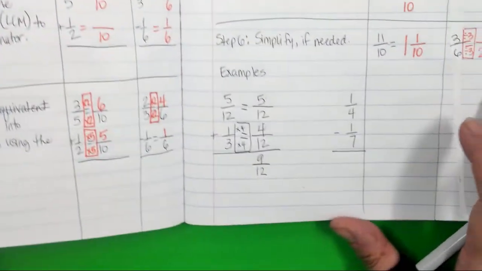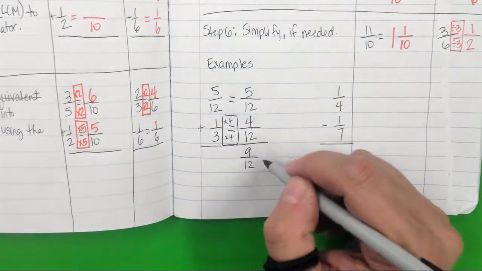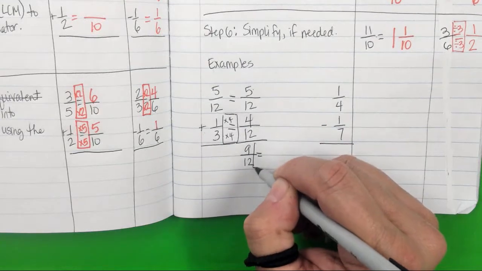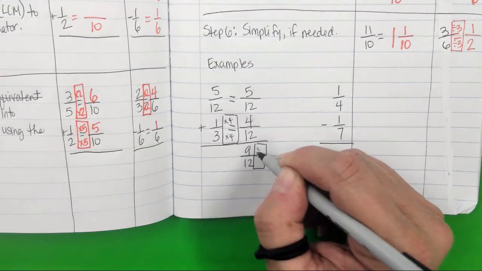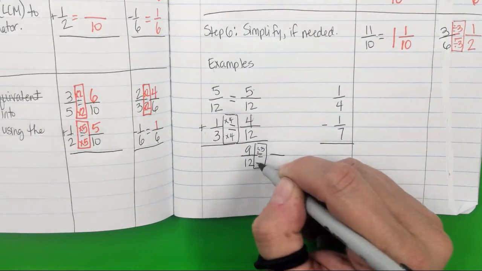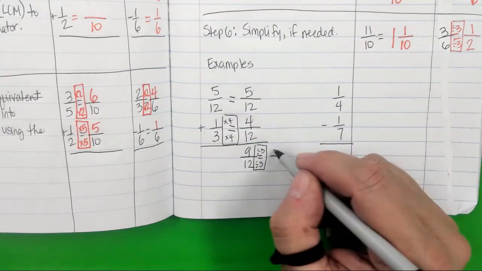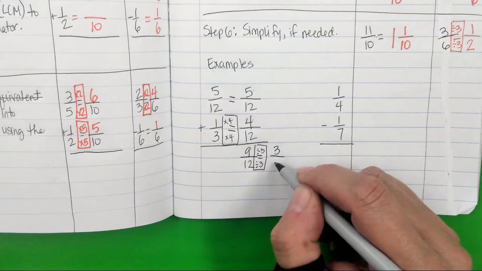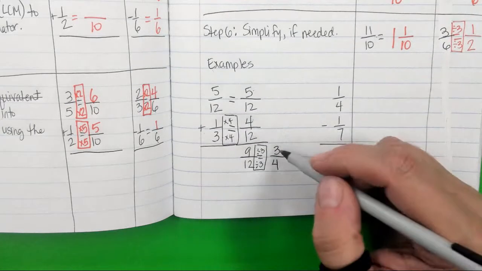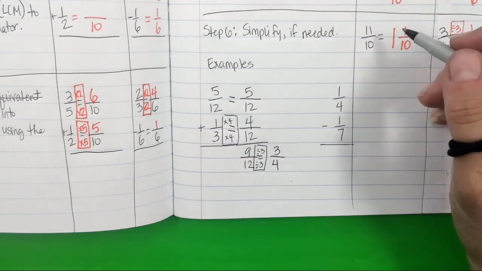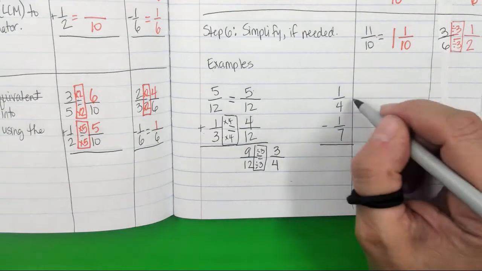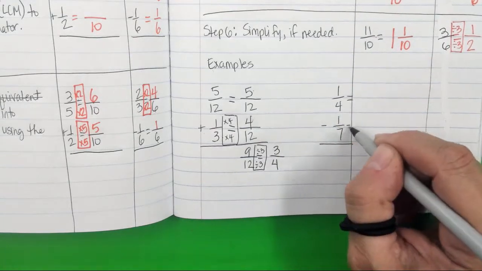3 will go into both of those problems, right? Okay. 3 is a factor for both of those numbers. So, if I divide by 3, power 1, y'all heard me say that, right? If I divide by 3, 9 divided by 3 is 3. 12 divided by 3 is 4. So my answer is 3/4. Alright? Now, let's look at this one over here.